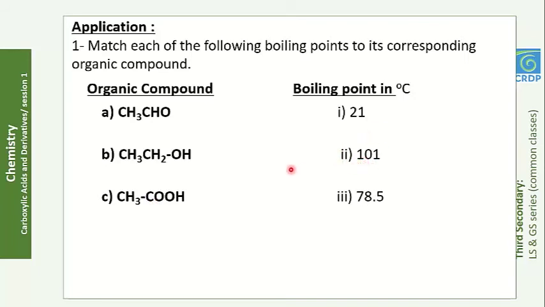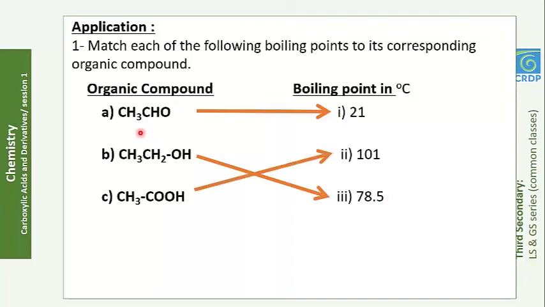And which one will have the least boiling point? Of course, the aldehyde, which cannot make hydrogen bonding, so it has the least boiling point. It will be 21 degrees. This is for the aldehyde, ethanal. This is the boiling point of ethanol, and of course this is for the ethanoic acid.